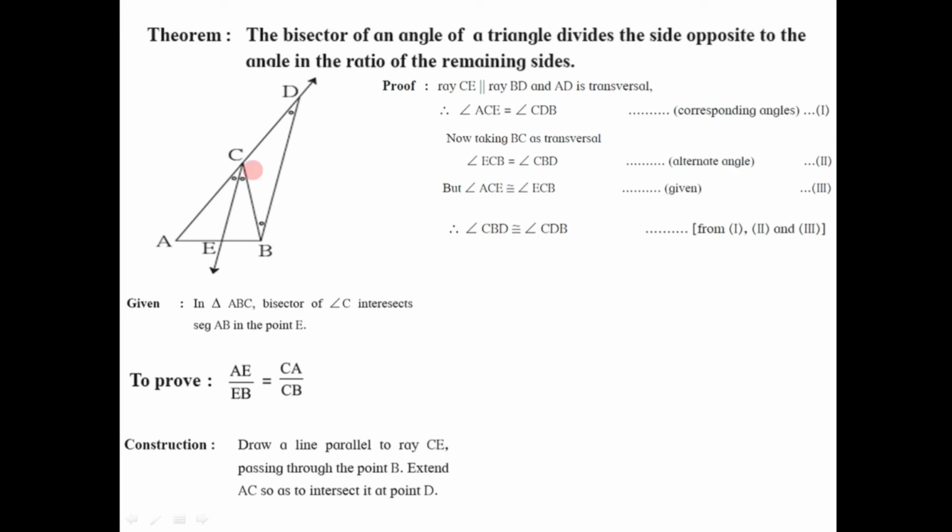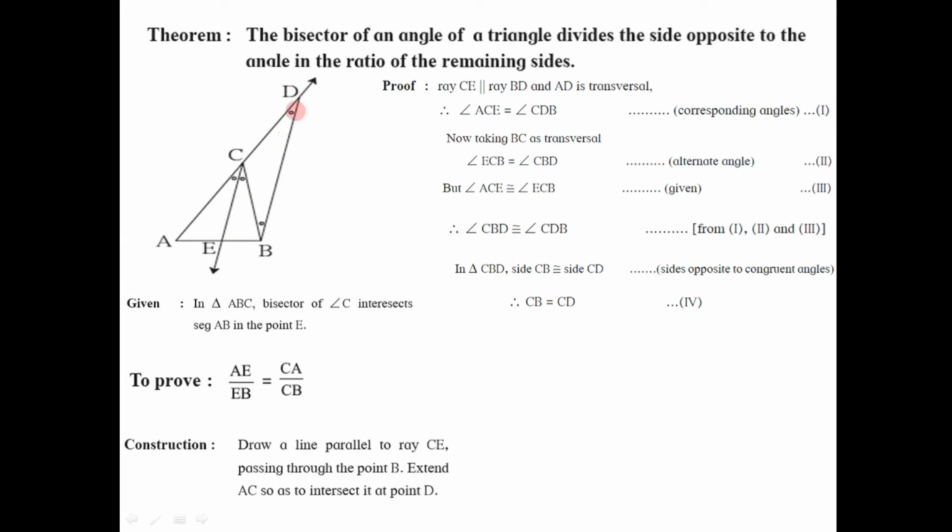Now in the diagram, angle CBD and angle CDB are two angles of triangle CBD. And we know that if in a triangle two angles are congruent, then their opposite sides are also congruent. The sides opposite to them are CB and CD, so they must be congruent. Therefore, in triangle CBD, side CB is congruent to side CD, as these are the sides opposite to congruent angles. That means CB is equal to CD. We'll call this equation number 4.